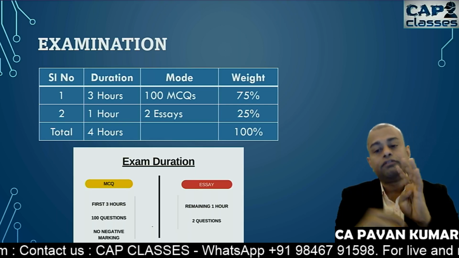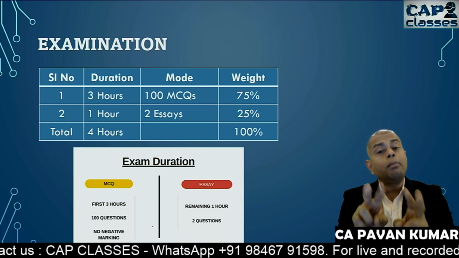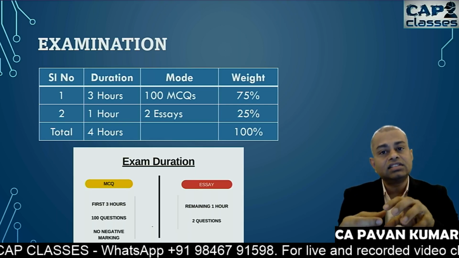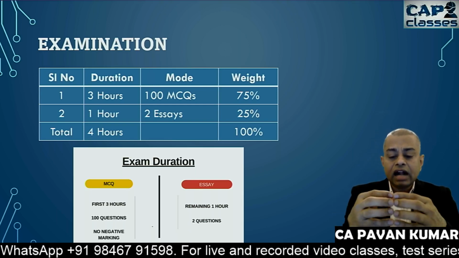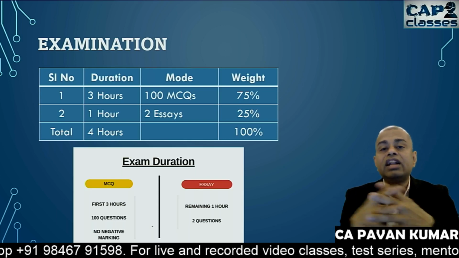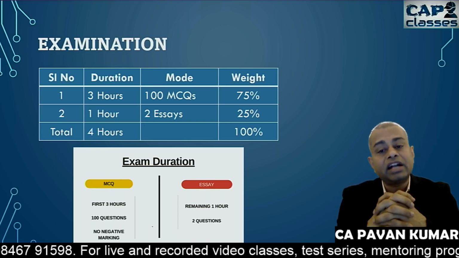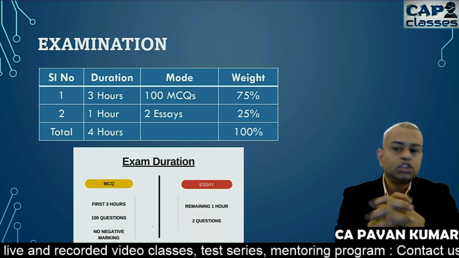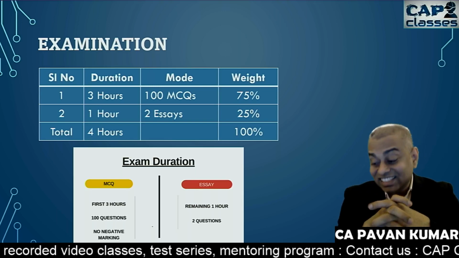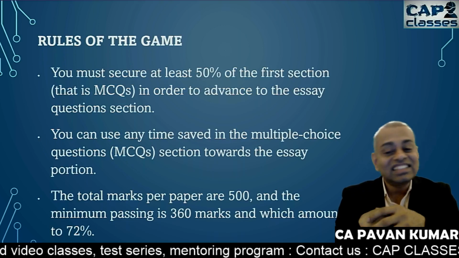You understand? So these 2 essays will comprise 25% weightage. So total 4 hours, 2 components, one is MCQ, one is essays. Weightage is 75% and 25%, total 100%. And this 100% is for 500 marks. This is the exam pattern. That's it. So don't you think this is very easy? Actually, it is easy.